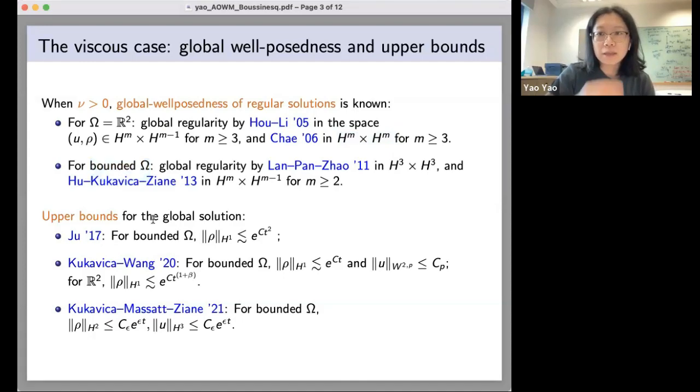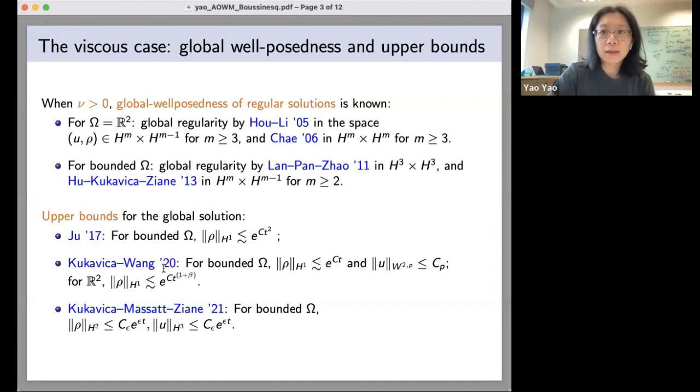And in addition to these global existence results, people also want to know that, for these norms measuring the derivative of these solutions, how fast can they grow in time? So in the previous literature, there have been a couple of upper bounds on these Sobolev norms. For bounded domains, Ju showed that the Sobolev norm can grow faster. So the upper bound is a function that is faster than the exponential function.